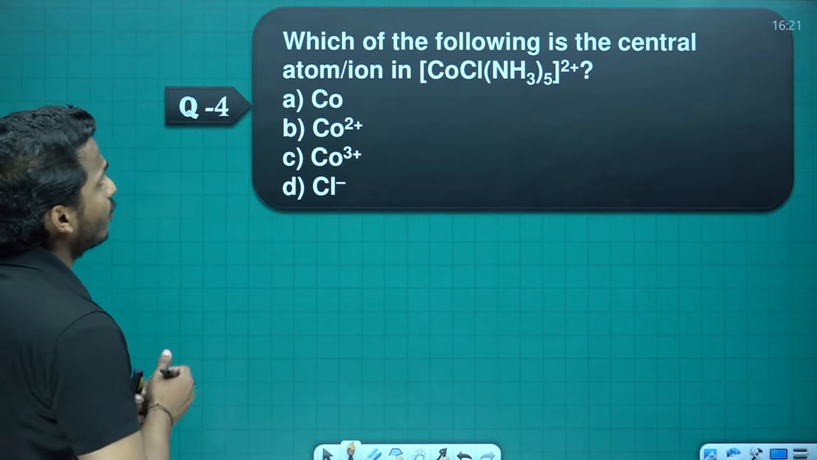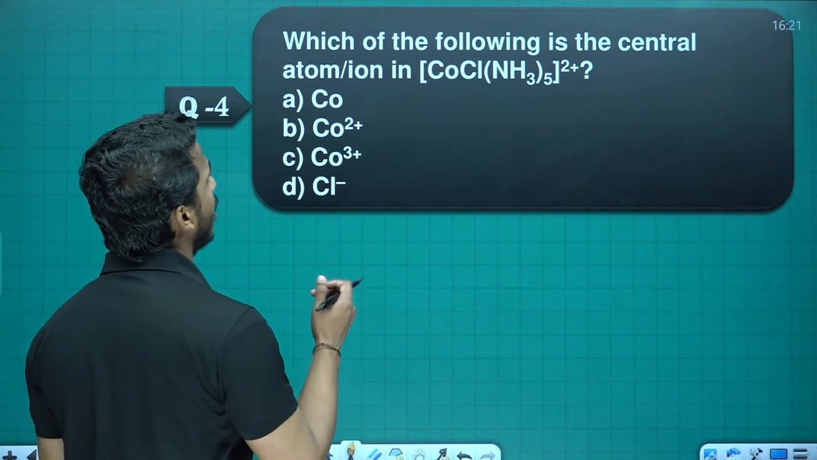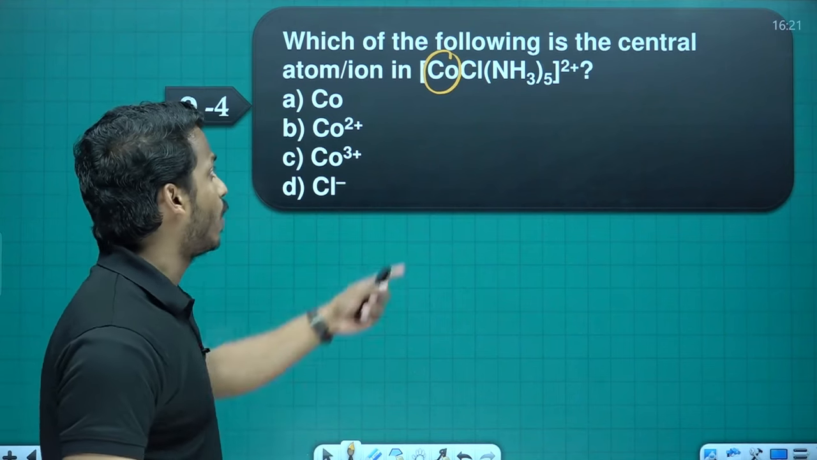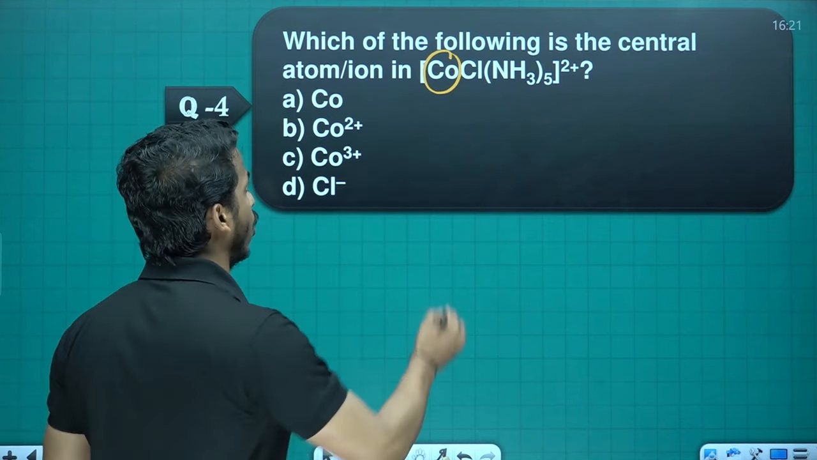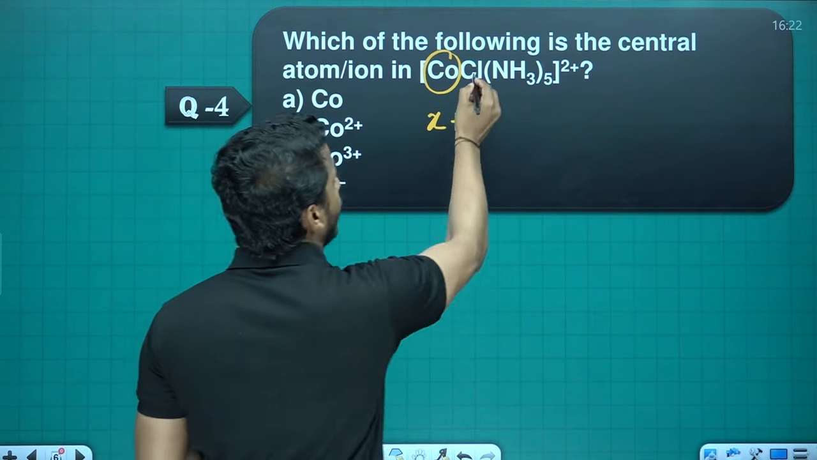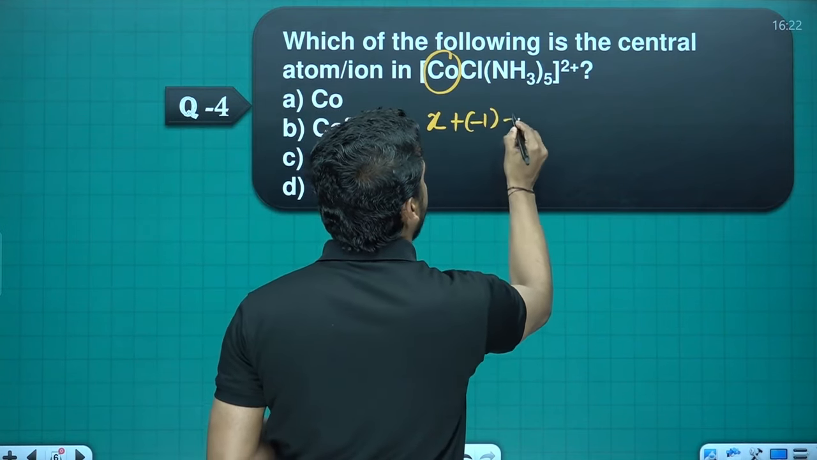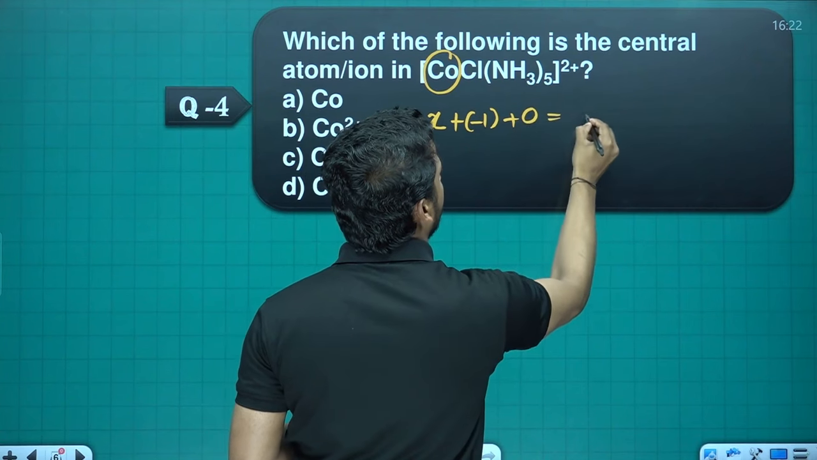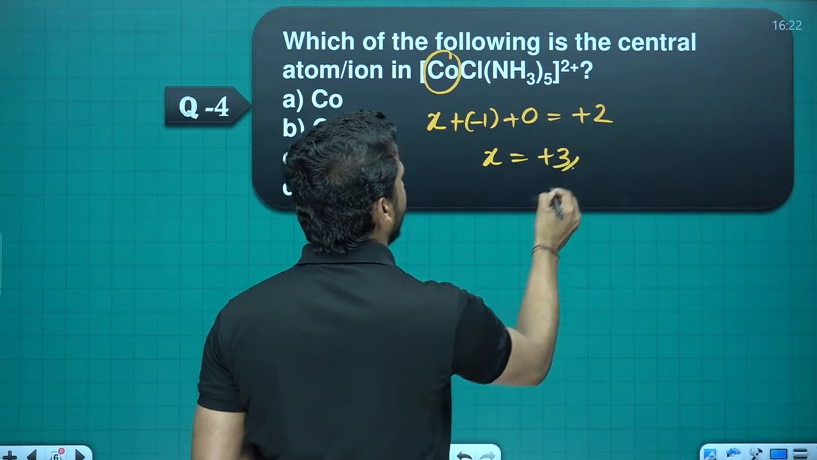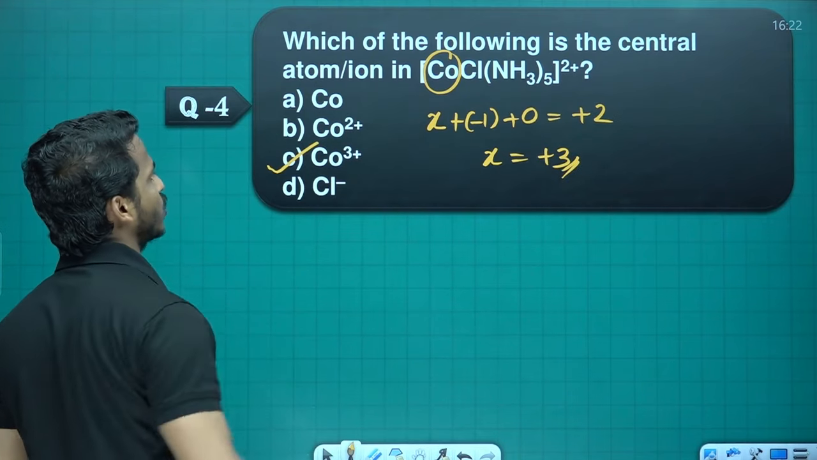Next one, which of the following is the central atom ion in this complex? Which is the central atom here? Cobalt. But what is the oxidation state that we have to know? We don't know what is cobalt oxidation state. Let us take it as X. Chlorine charge is -1. Amine is a neutral ligand. Overall charge is +2. So we will get X is equal to +3. Yes, cobalt is in 3+ state in this one.